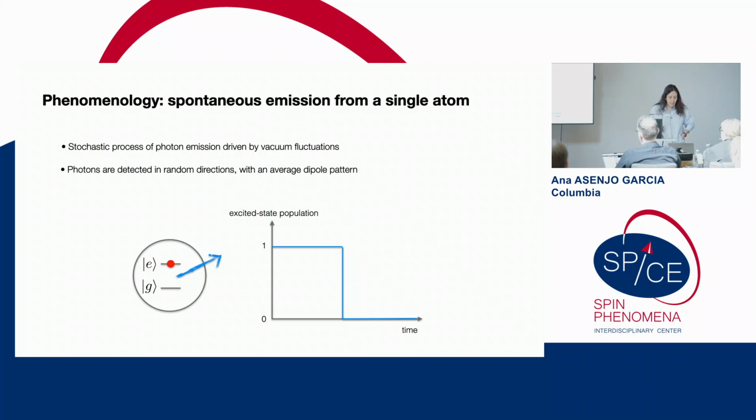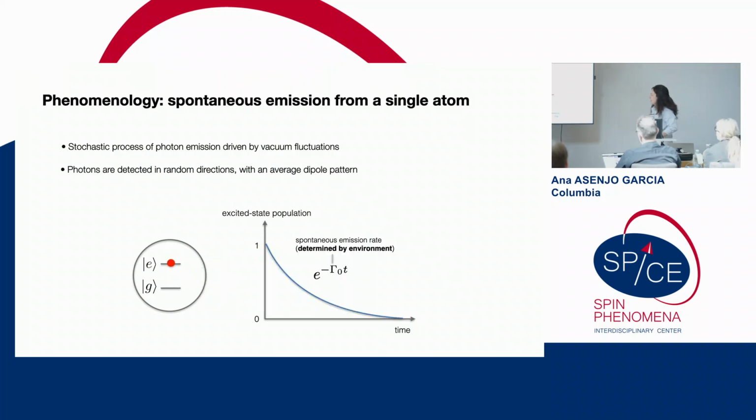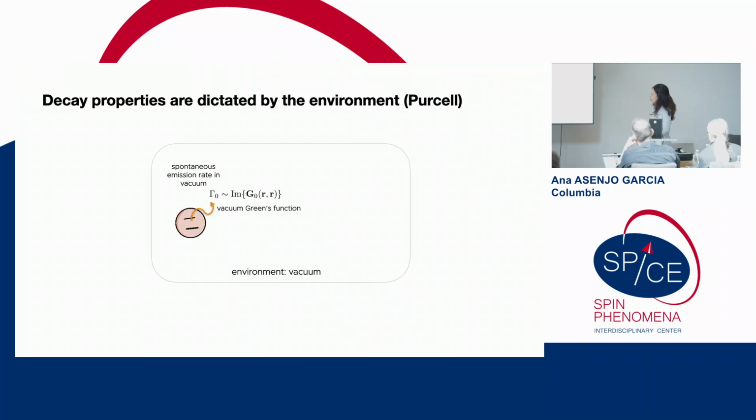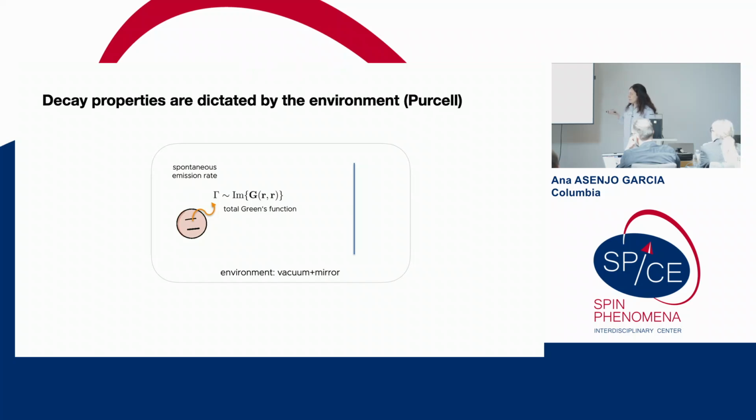So if we do this experiment again, this jump occurs at random times, and again, and then when we average, we get the typical exponential decay of population, where the spontaneous emission rate is determined by the environment. So this means that if we change the environment, this is going to change the propagator of the electromagnetic field, and in particular the local part of that propagator. This is the Green's function, and this is what determines the spontaneous emission rate in vacuum. If we now put an atom close to a mirror, this is going to change the spontaneous emission rate, and we will have to rederive the Green's function in this geometry.